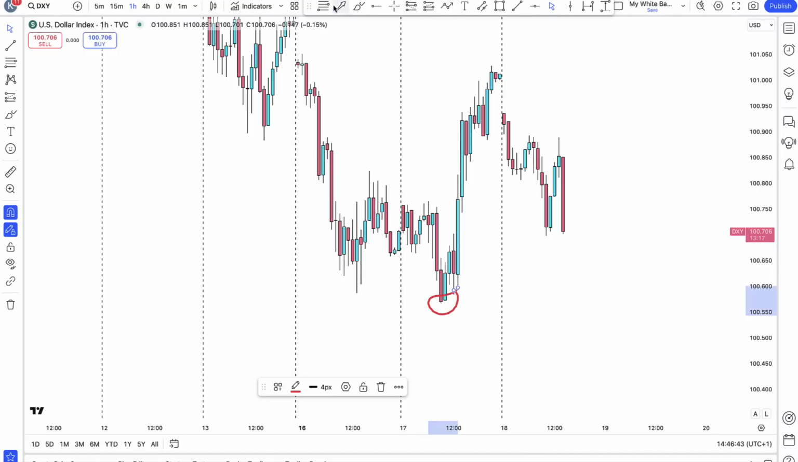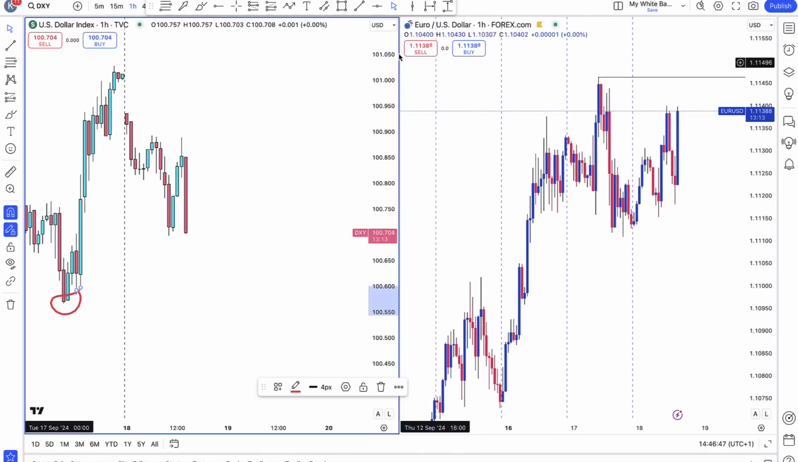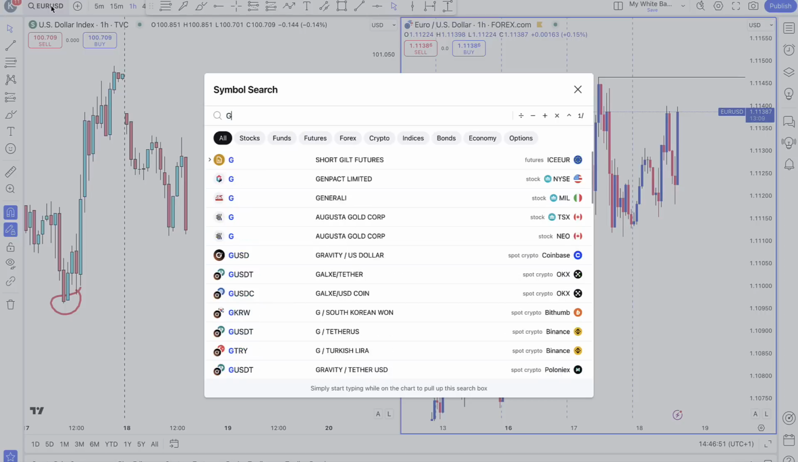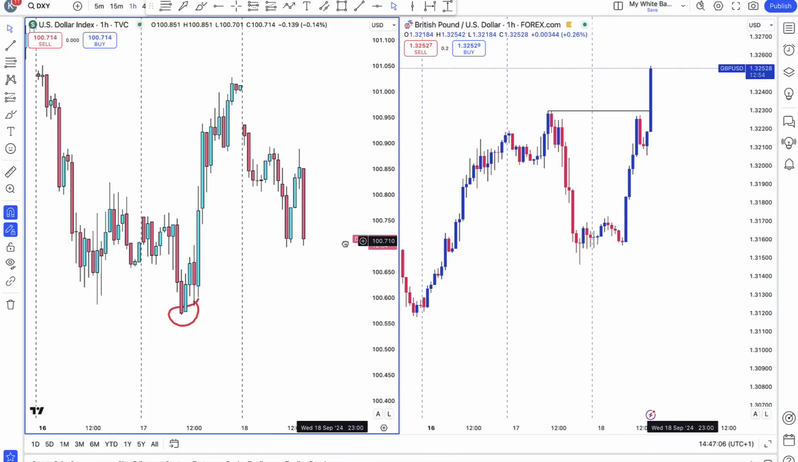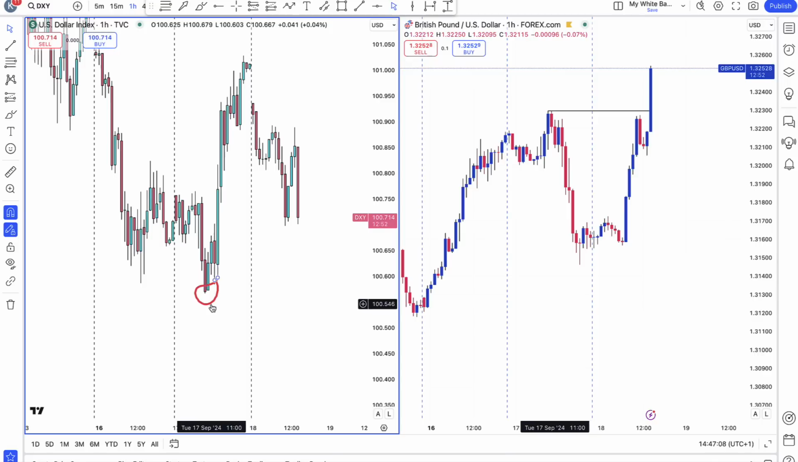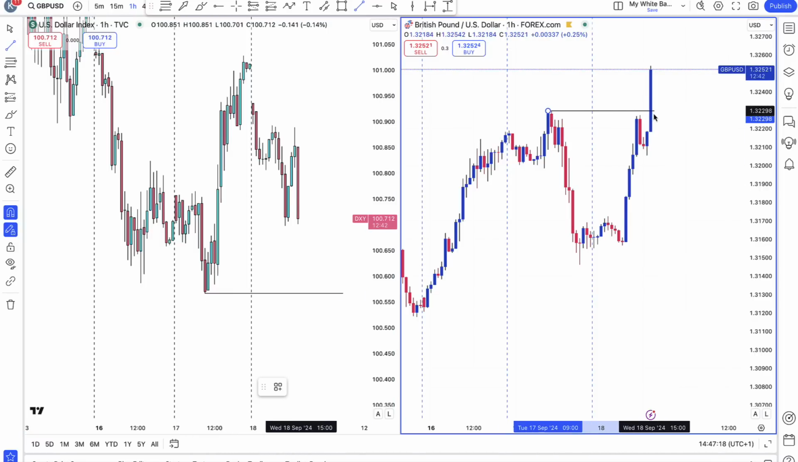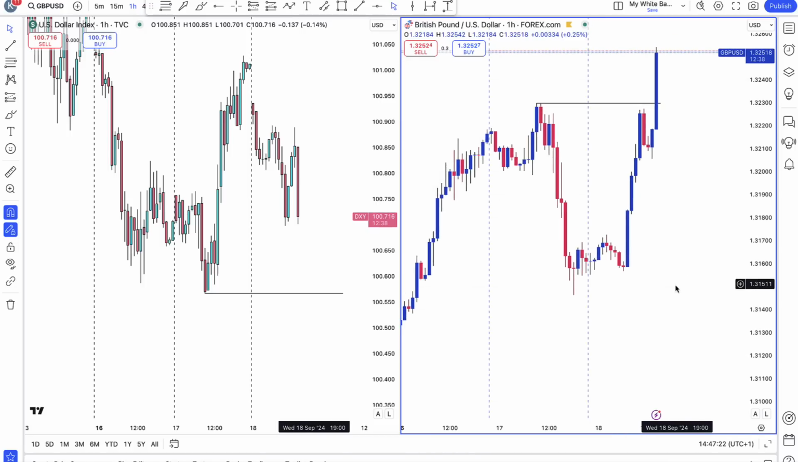So if I activate double window here, let me show you. Let me go to GBP USD. Beautiful. Are you now seeing it? Look at this. Yesterday, we had a low on DXY and we had a high on GBP USD. What are you seeing?